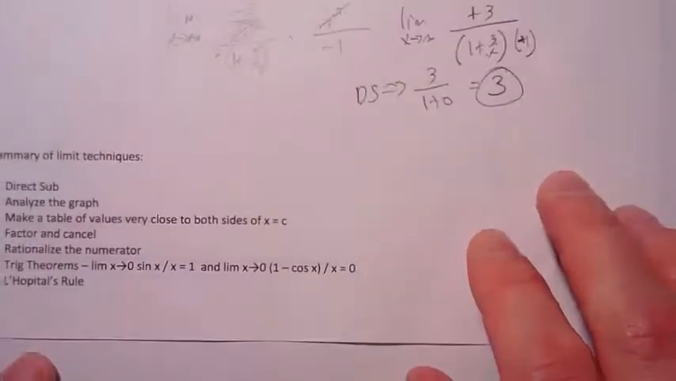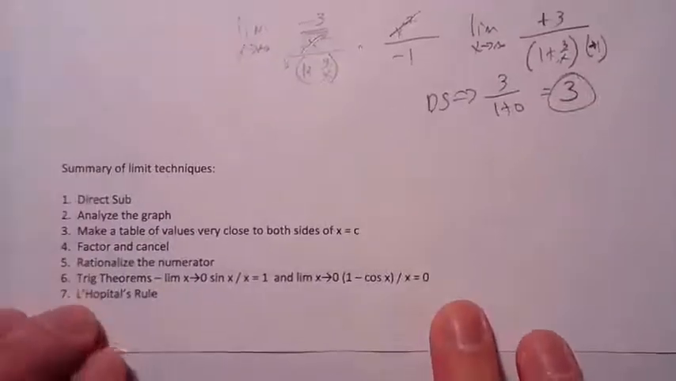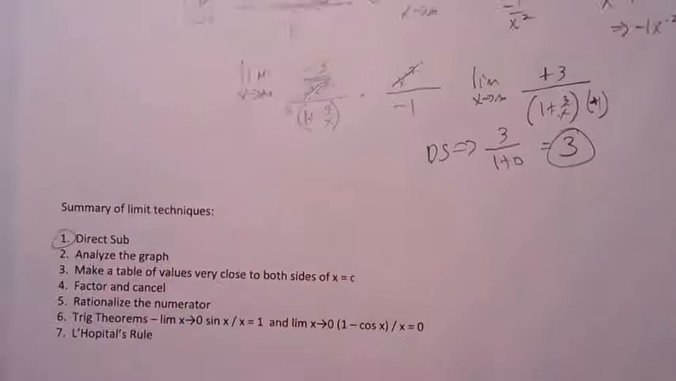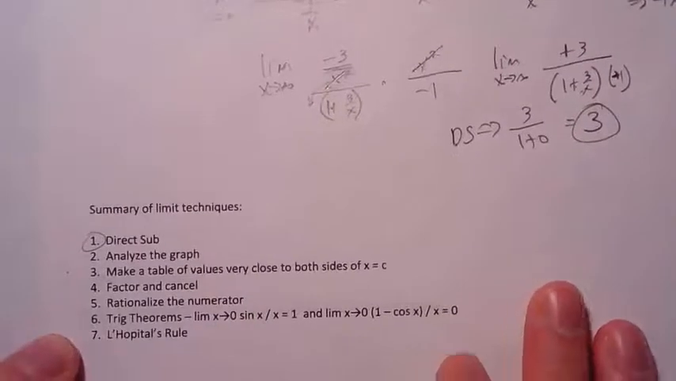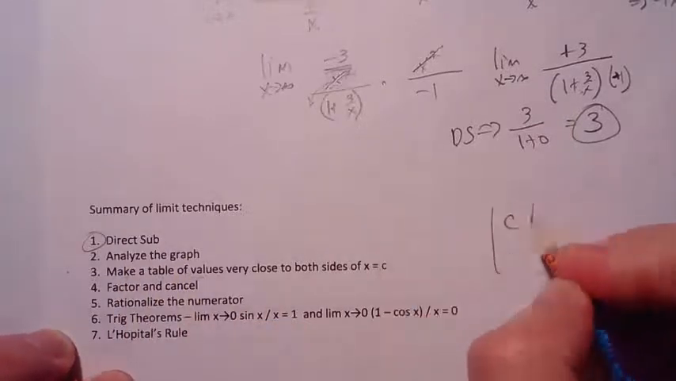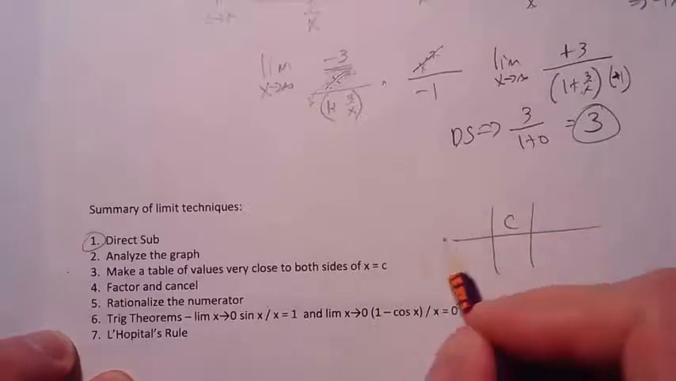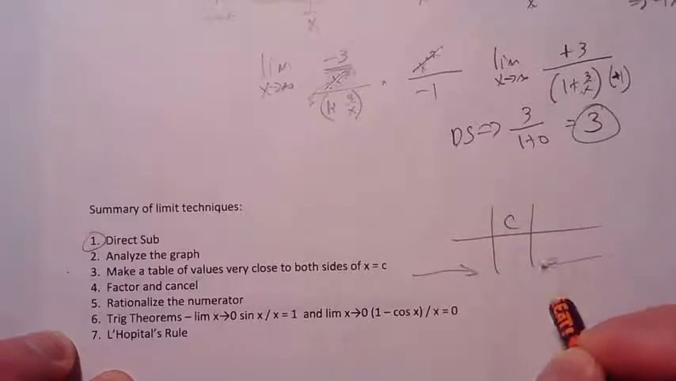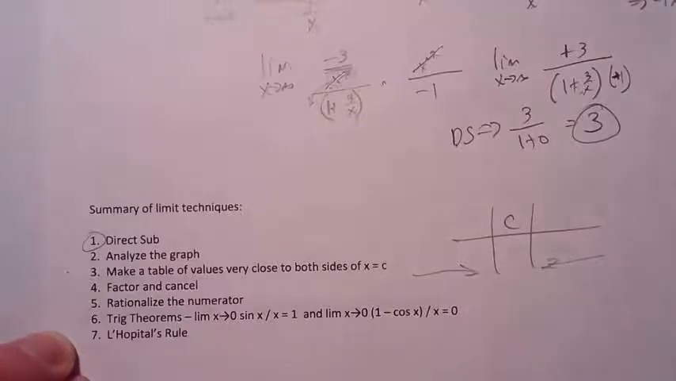So just to recap and review, whenever you're doing a limit technique, always make direct sub your number one choice. If that doesn't get you an answer, there are the other techniques. Some of the other techniques you can try are analyzing the graph, if you have one. Make a table of values that are really close to c on either side, and see if the y values are approaching the same number on each side. Factor and cancel like we did in the example earlier in these notes. Rationalize the numerator if you have a square root in the numerator. Sometimes that'll work.